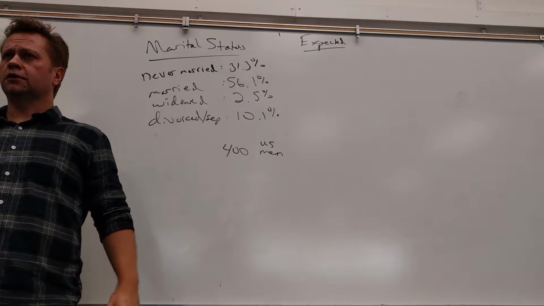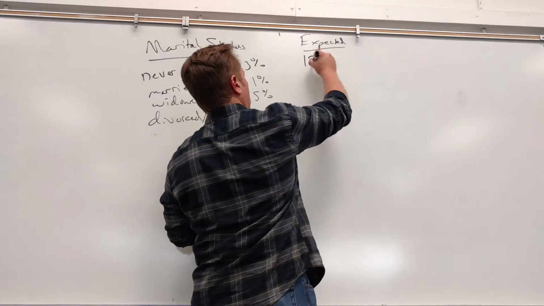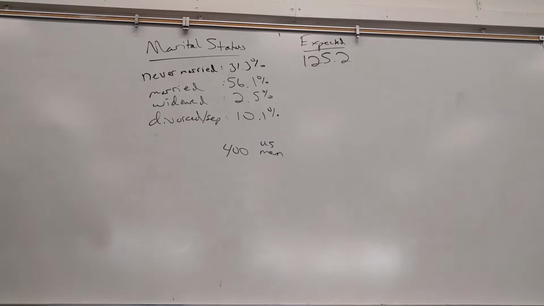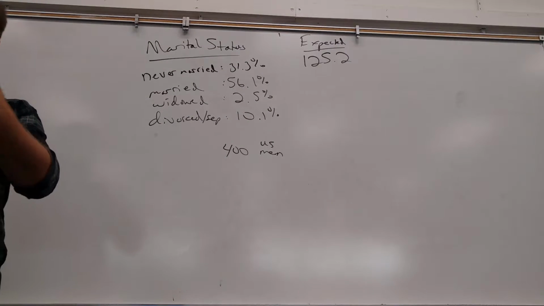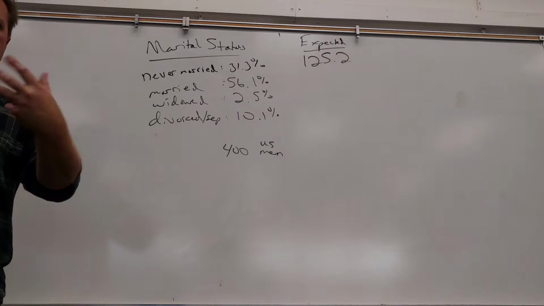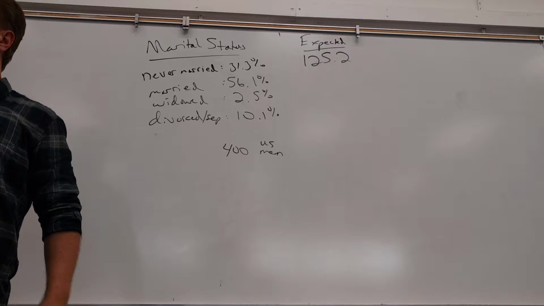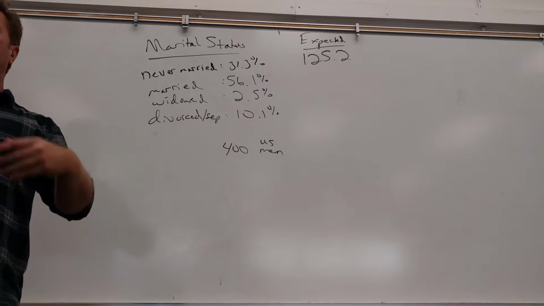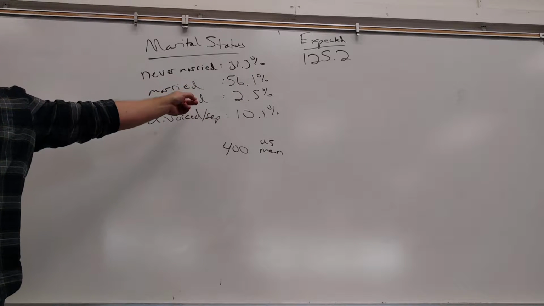$125.2. All right, is everybody with that? You guys see where that comes from? Everybody freaks out when they get percentages. You have to create your own expected number of whatever. Expected number of brown M&Ms, expected number of grades of B, expected people that have never been married.